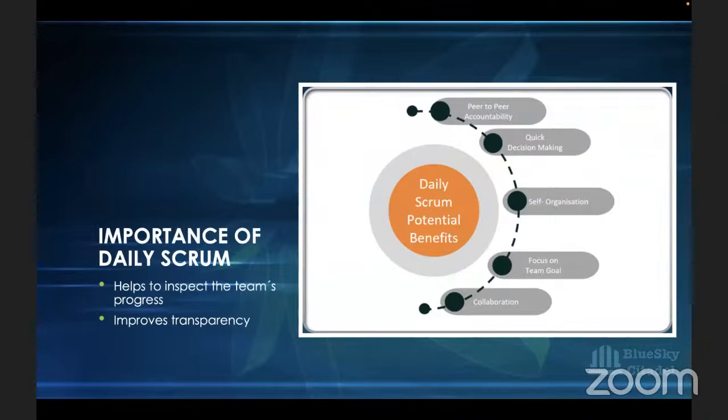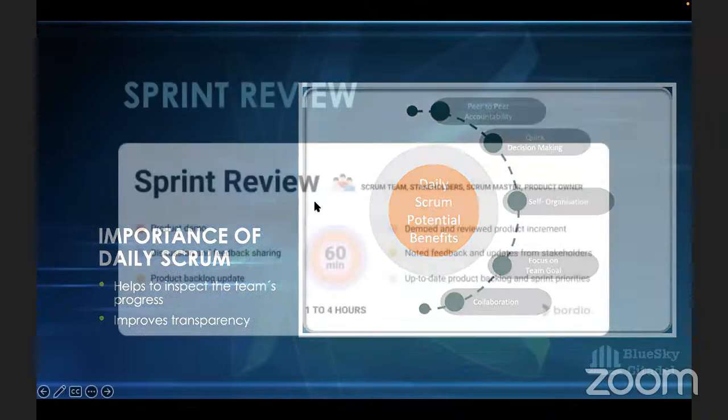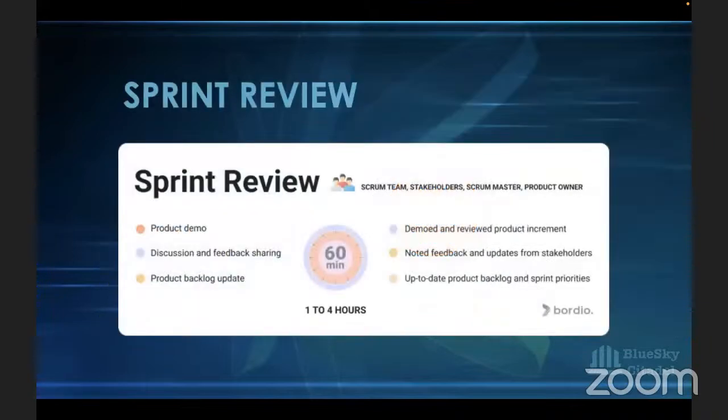And then it improves transparency again because all the team members will be in the know of what is going on within the sprint. They know what this person is doing. They know what is blocking this person. There's actually transparency, and they understand what may be blocking the team's progress and why the team's progress is being blocked. And then we have the sprint review.